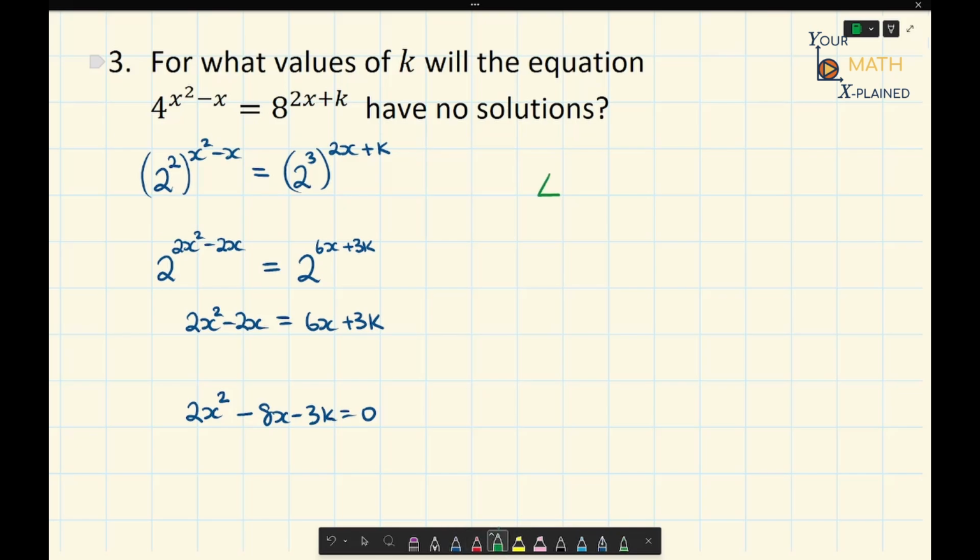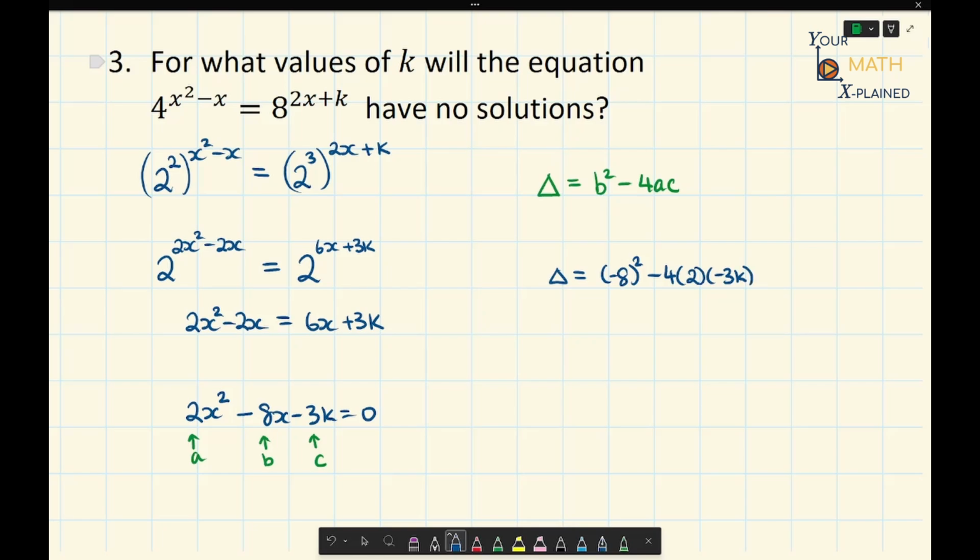So the discriminant is denoted by this triangle, equal to b squared minus 4ac, where a, b, c are the coefficients of your quadratic equation. So here we have a is equal to 2, b is equal to -8, and c is equal to -3k. So let's go ahead and plug those numbers in. So we have our discriminant is equal to -8 squared minus 4 times 2 times -3k.